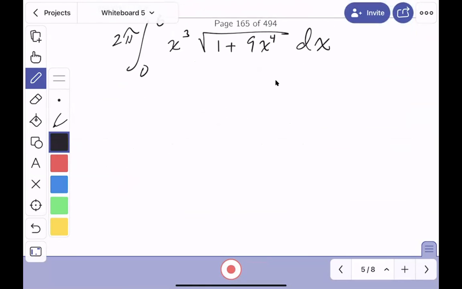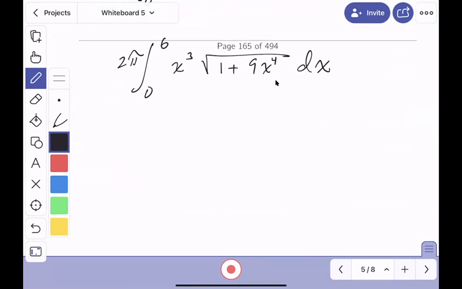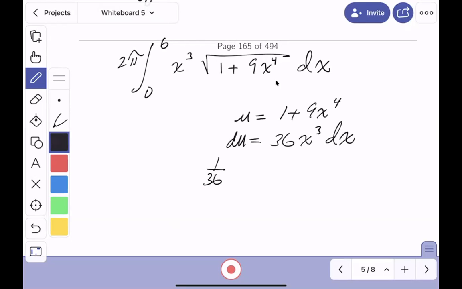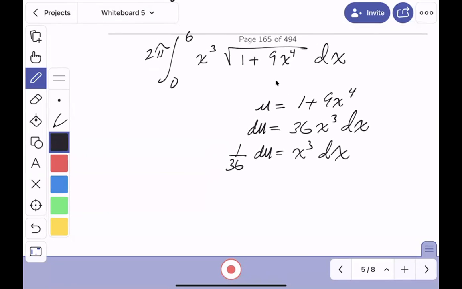I've got to use u substitution, and this is where I'm probably going to bog down. So u equals 1 plus 9x^4, du equals 36x cubed dx. So 1/36 of a du would equal x cubed dx. Let me see if I can do it.